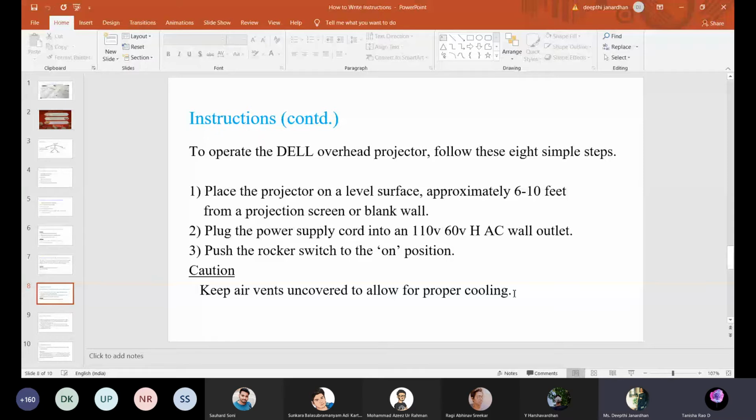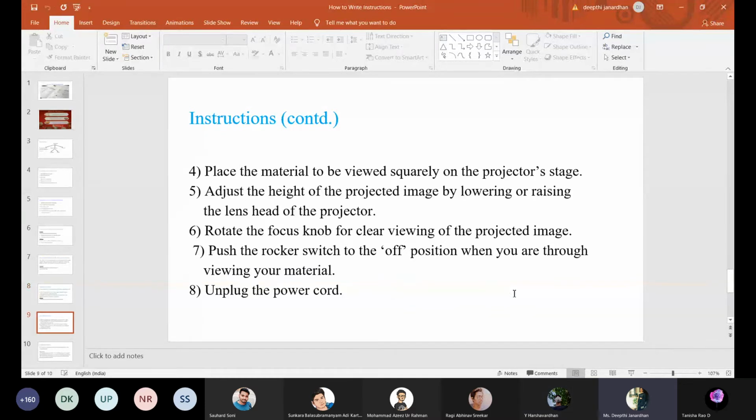Okay. So do you see that each instruction has started with a verb? Do you see that? Each instruction is numbered and it starts with a verb. Okay, so start all instructions with a verb. Yeah, go ahead, Tanisha.